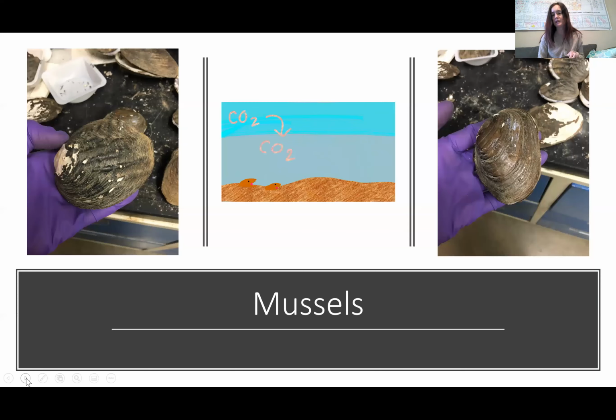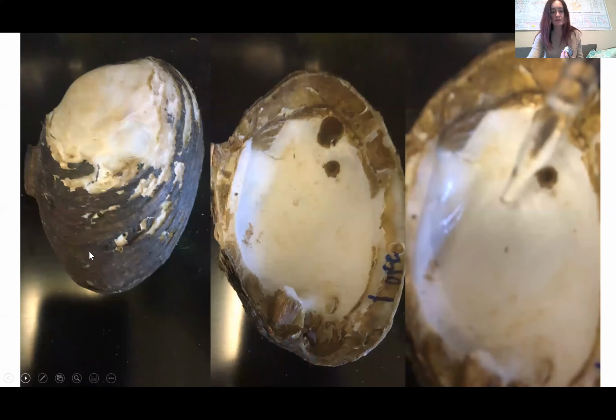And mussels also take in CO2 to build their shell. Like to form the calcium carbonate of their shell, they will take in CO2 to help build it. However, if you have too much CO2 in your water system, that leads to acidification, which breaks down their shell and causes it to become brittle and fall apart. And that is illustrated in these videos here.